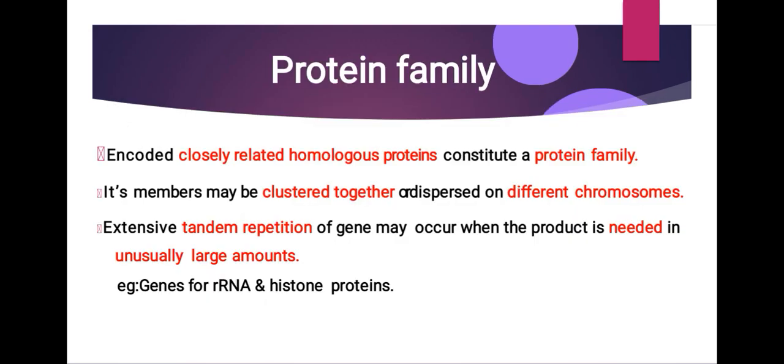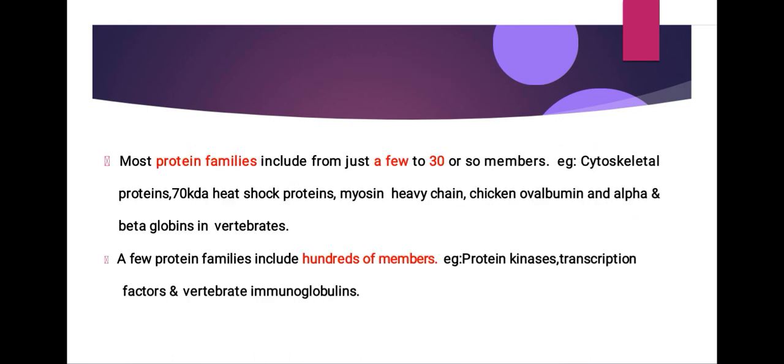Protein family. Encoded, closely related homologous proteins constitute a protein family. Its members may be clustered together or dispersed on different chromosomes. An extensive tandem repetition of a gene may occur when the product is needed in unusually large amounts, for example genes for rRNA and histone proteins.